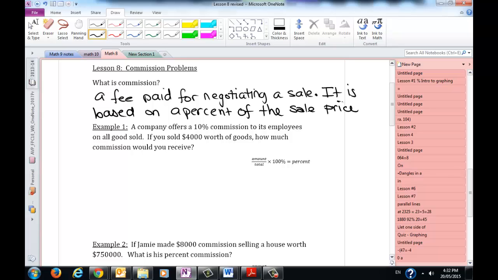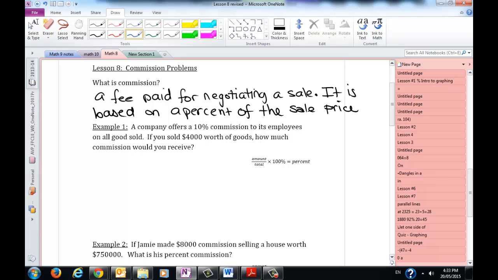In this lesson, we're going to complete commission problems. A commission is a fee paid for negotiating a sale. It is based on a percent of the sale price. Let's do an example. A company offers a 10% commission to its employees on all goods sold. If you sold $4,000 worth of goods, how much commission would you receive?